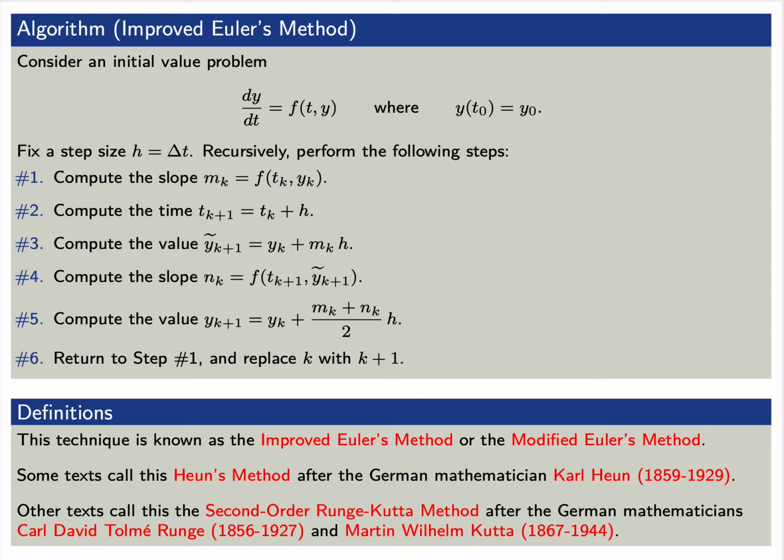This technique is known as the improved Euler's method or the modified Euler's method. Some texts call this Heun's method after the German mathematician Karl Heun, and yet other texts call this the second order Runge-Kutta method after the German mathematicians Karl Runge and Martin Kutta.